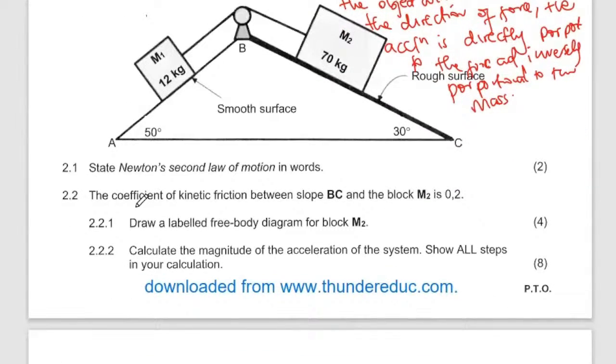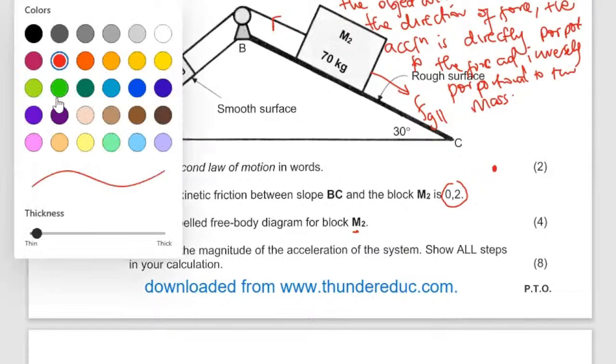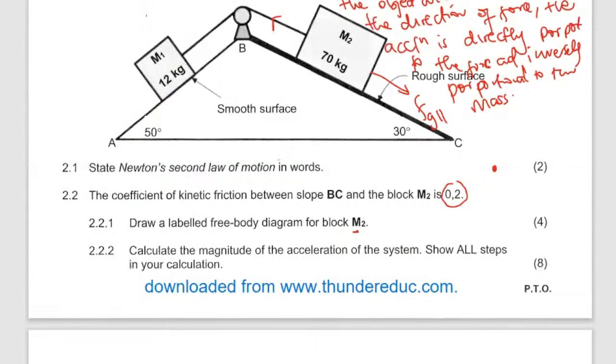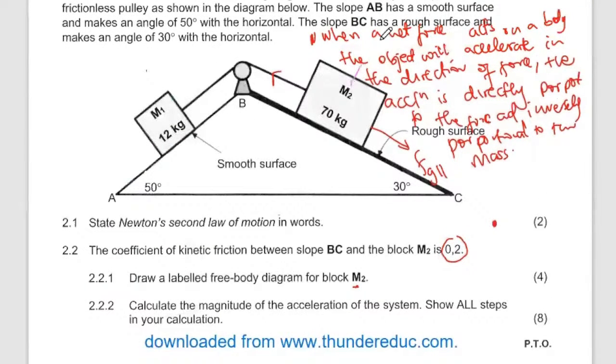Then they're telling us that the coefficient of kinetic friction on slope BC is 0.2. They need us to draw the free body diagram of M2. So when you look at M2, we're going to have the FG parallel moving in that direction, the tension of the string, the normal force upwards, and the FG perpendicular in this sort of direction.